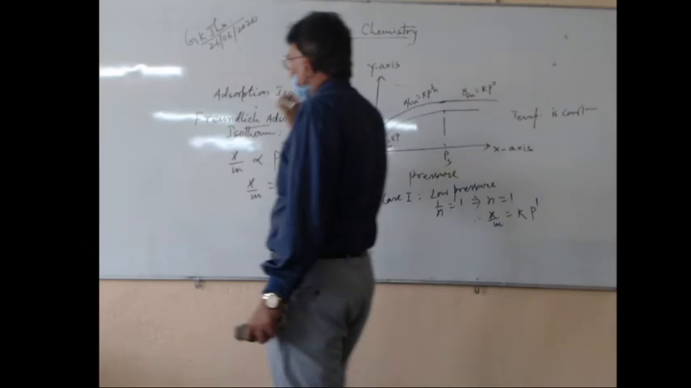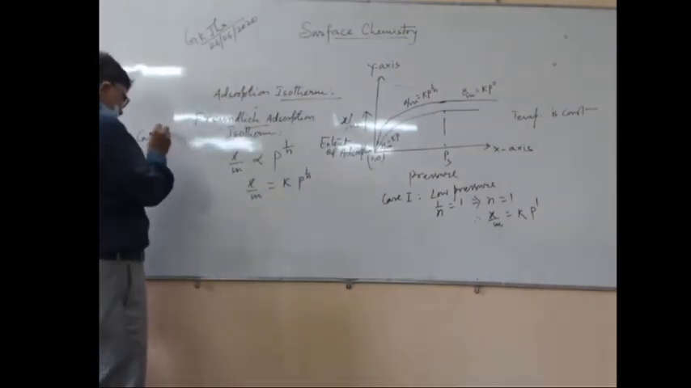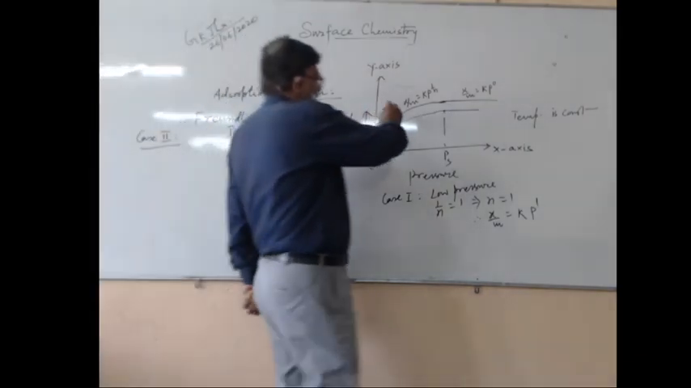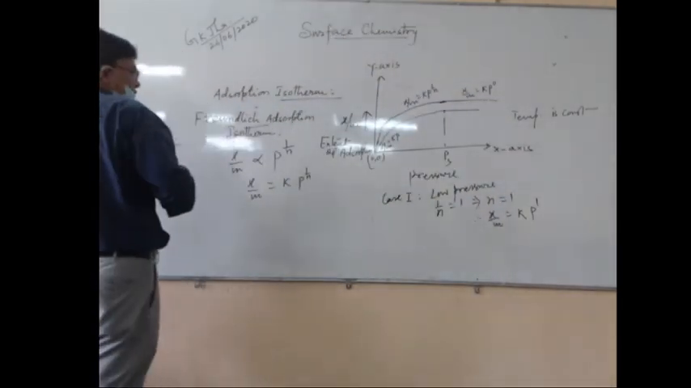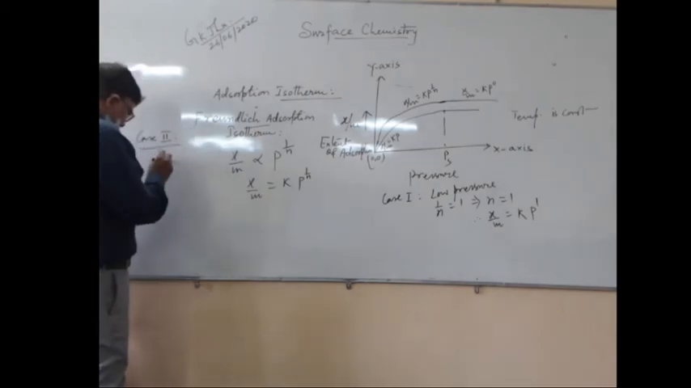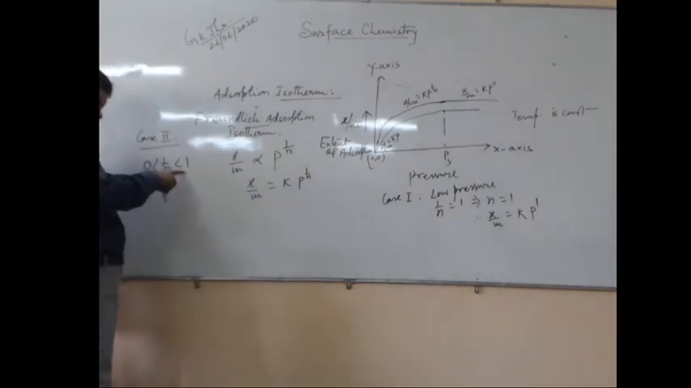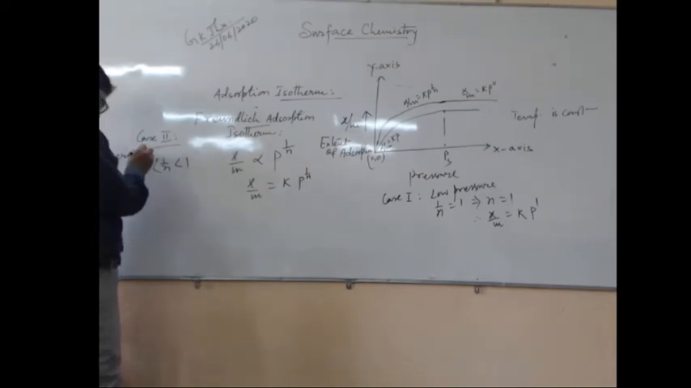Next, case 2 we can discuss. Here you find that x by m is equal to k into p raised to the power 1 by n. Here 1 by n is less than 1 but 1 by n is greater than 0. This is at moderate pressure condition.